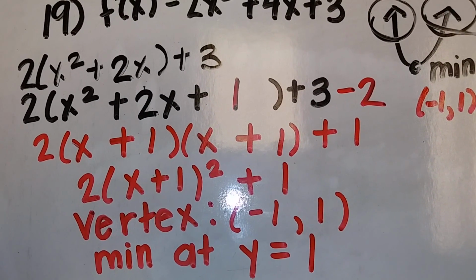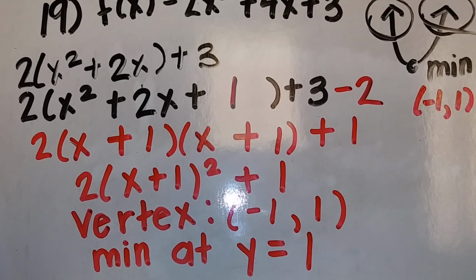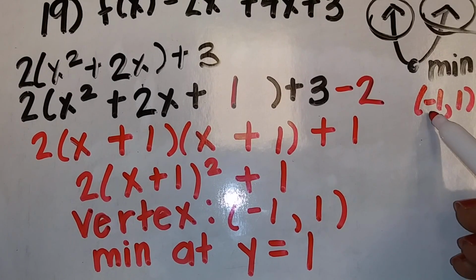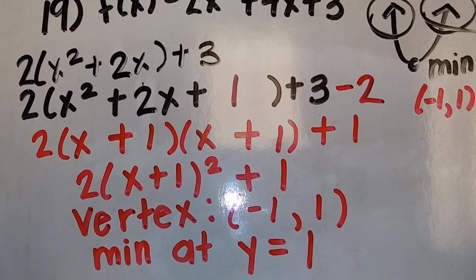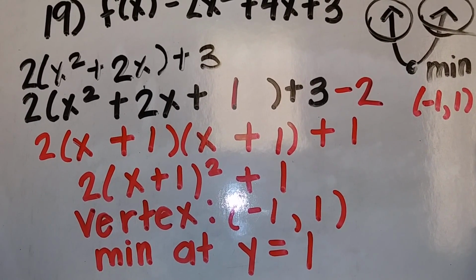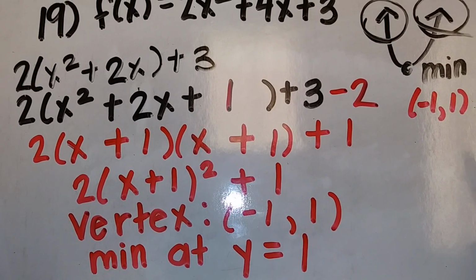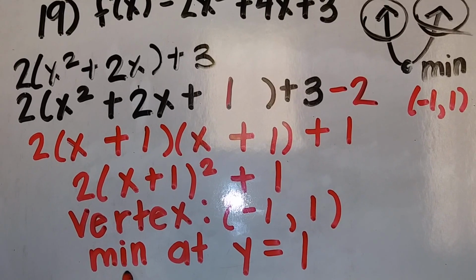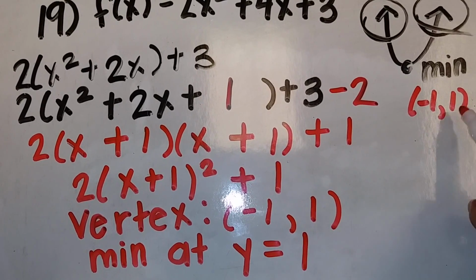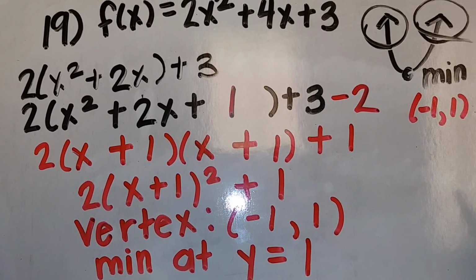And some students, some classes and books fancy it up. They might say I have a min at f of -1 equals 1. That's a fancier way of writing out your max and min. F of -1 equals 1. That's just another way to write it. But in our book, we usually say min at y equals 1. That's your max and min.